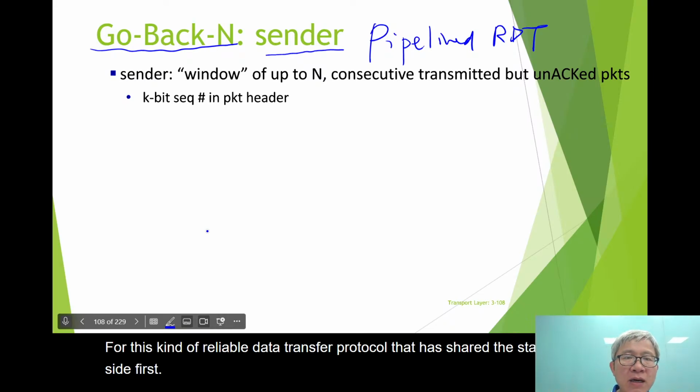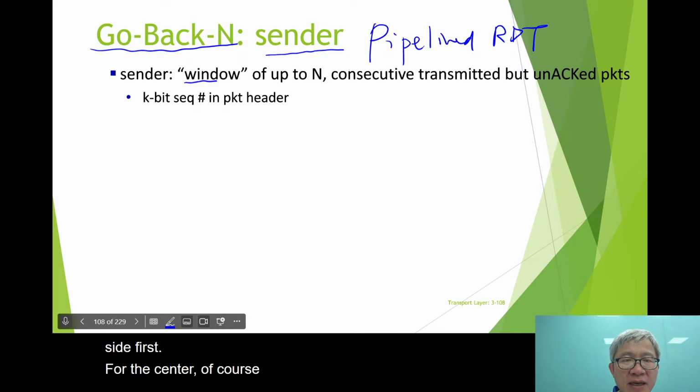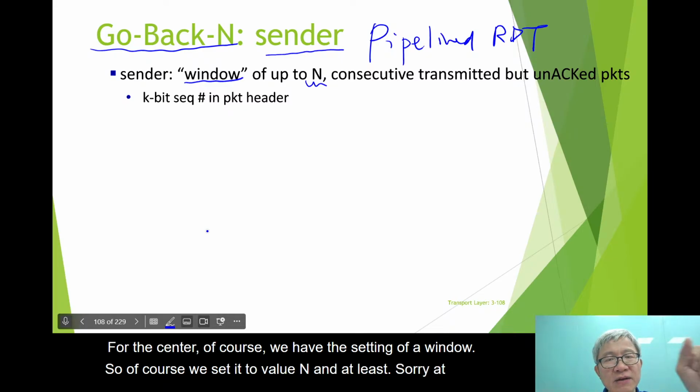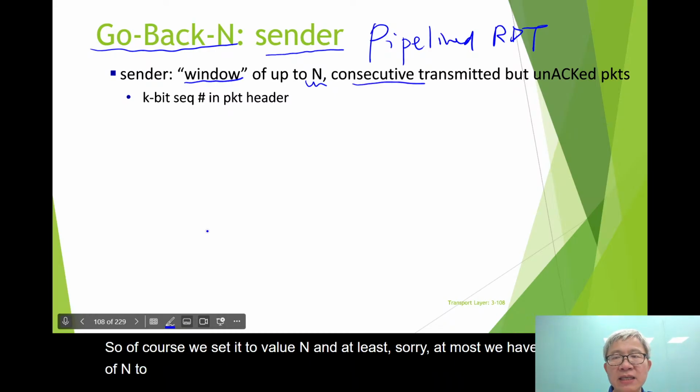For the sender, of course, we have the setting of a window. We set it to the value N, so at most we can send N consecutive packets.